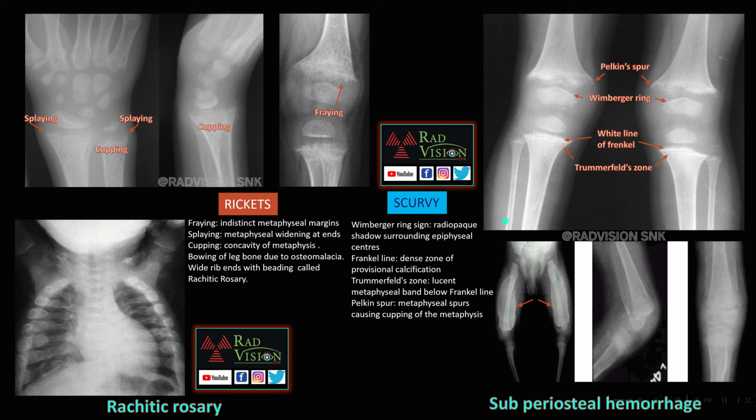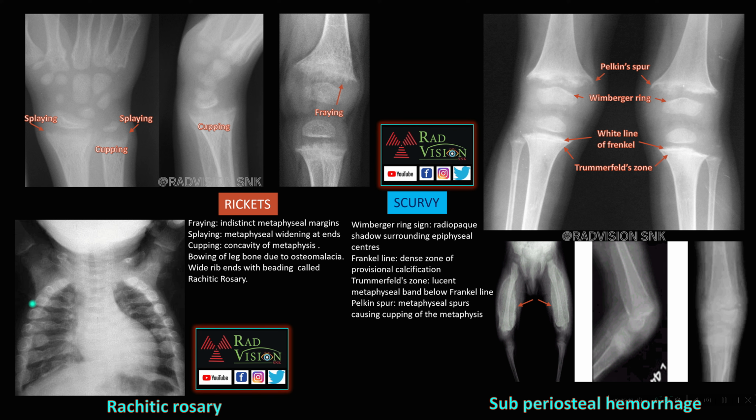And this is a classical case of Rickets and Scurvy, which are commonly asked in theory and viva. Here you can see this is splaying of the metaphysis, which is nothing but metaphyseal widening at the ends of the bones, and this is cupping of the metaphysis. Here you can see this is the deep cupping or concavity of the metaphysis, which is called cupping. And here you can see there are irregular metaphyseal margins, which is fraying of the metaphysis. So irregular metaphyseal margin is fraying, deep or concave margins of the metaphysis is cupping, and widening at the level of bone ends is splaying. So splaying, cupping and fraying form the classical features in Rickets.